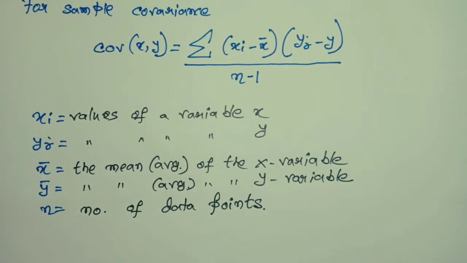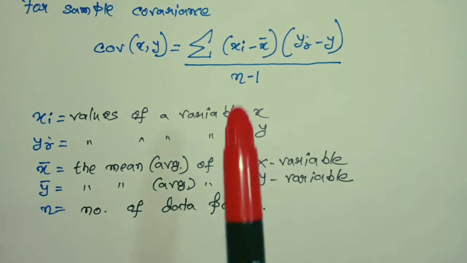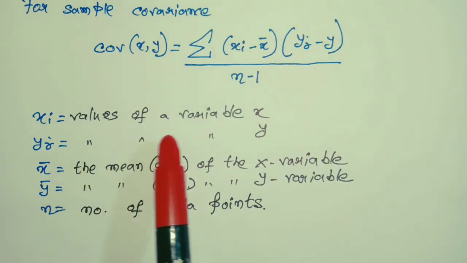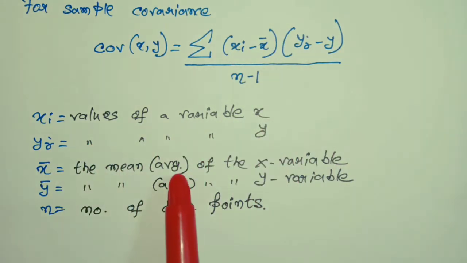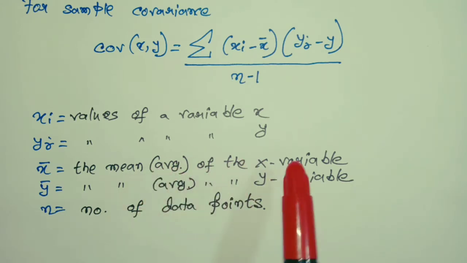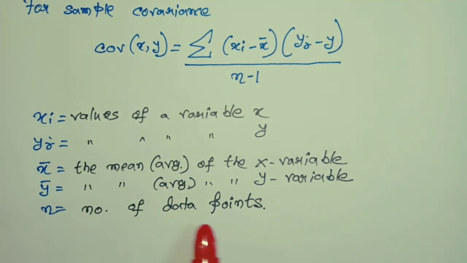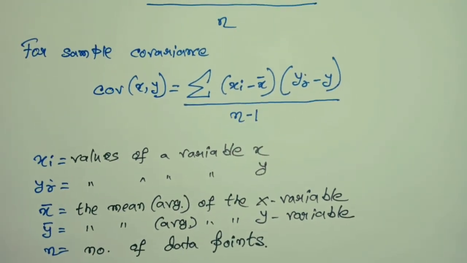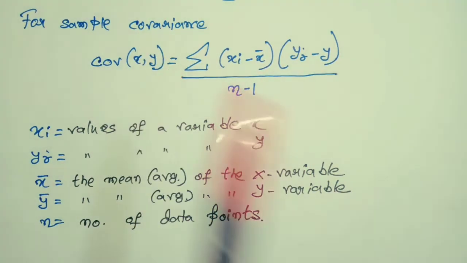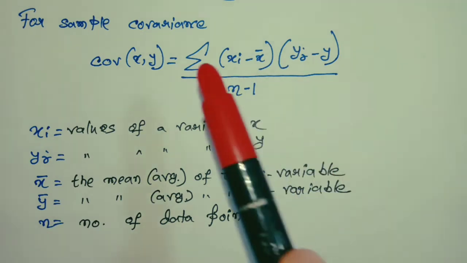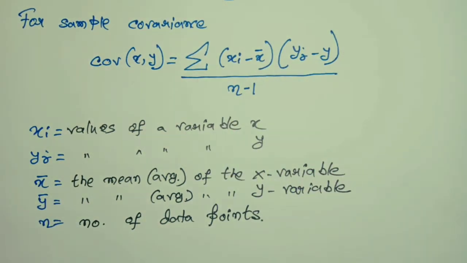So let us see what the values mean. X sub i are the values of the x variable. Y sub j denotes the values in the y variable. X bar means the average, the mean of the x variable. Y bar means the mean of the y variable, and n is the number of data points. Now we are going to use this particular formula. So just have a look at this formula, that is the sample covariance, and we will give you a very simple example of how we can use this formula and how useful it is.